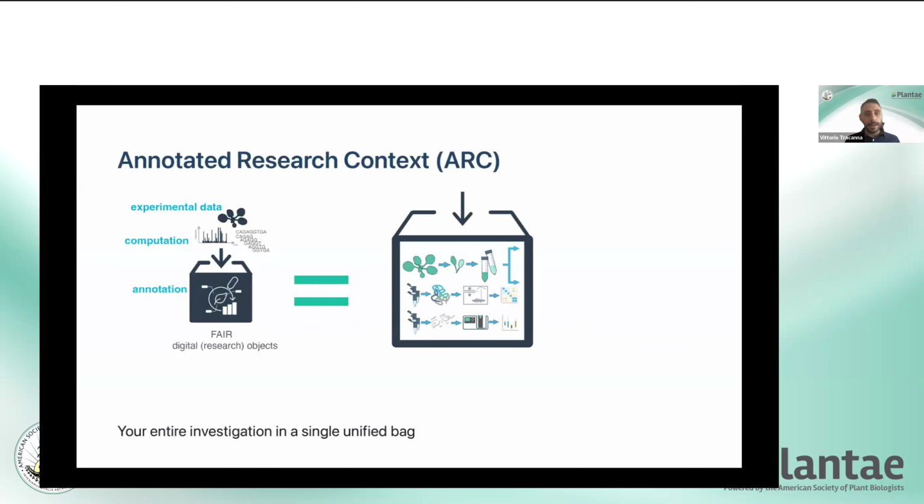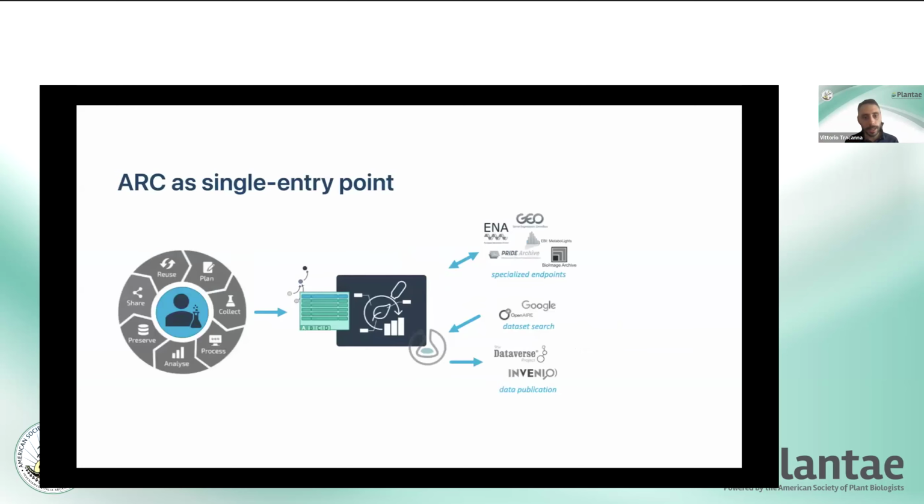Okay, annotated research context, ARC. It's your whole investigation: data, metadata, accessory information, annotation, all of it inside of one box, of one bag. It can work as a single entry point where you can use your ARC to then share your data with other existing repositories, a specialized endpoint, which can be, for instance, ENA, a PRIDE archive, a BioImage, and so forth.